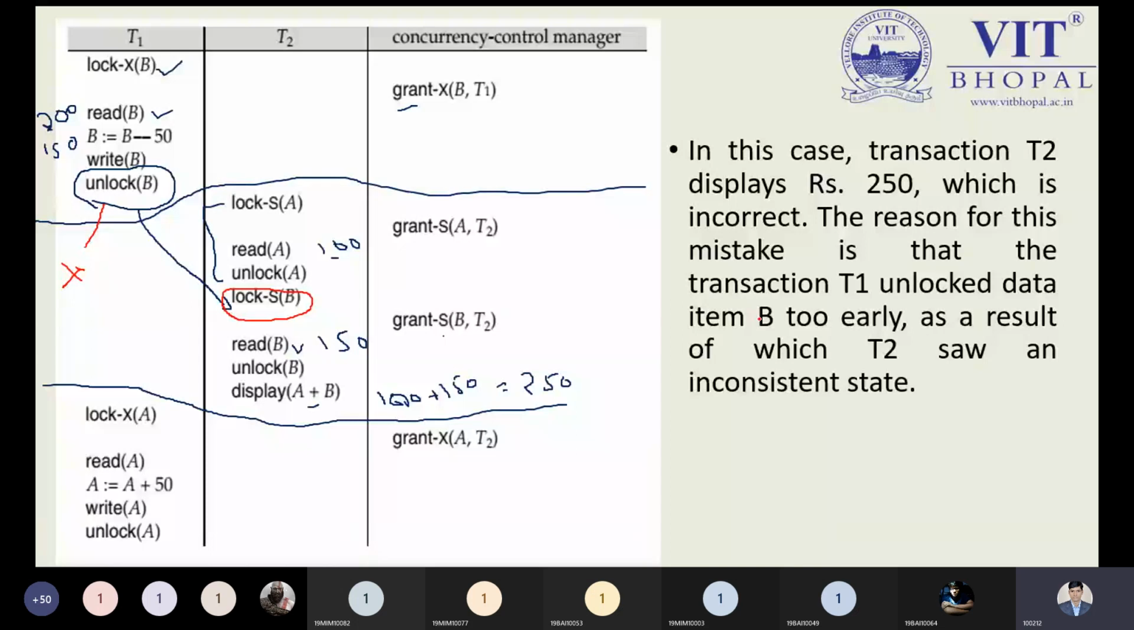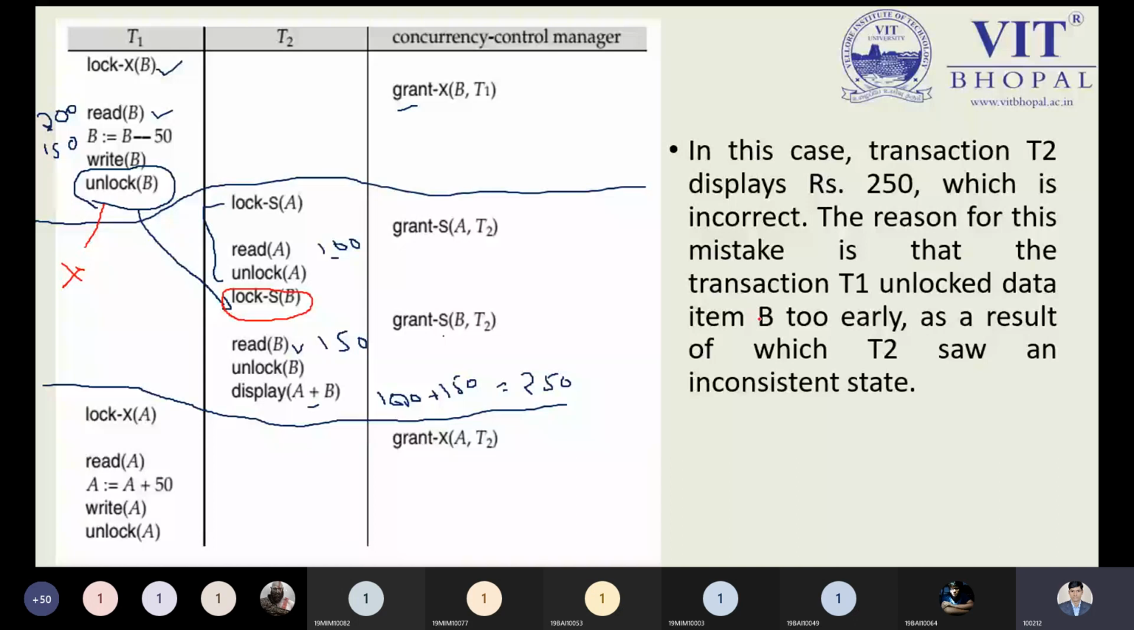But in the exclusive mode, unlock is required because we are writing something on the data item B, and then the transaction T2 will be able to access the data item in the shared or exclusive mode. But before that, it should be unlocked. So that's why unlock is required. If we are not unlocking over here, then in the transaction T2, we will not be able to use lock S or lock X of the data item B. This is my point. So this is the problem.